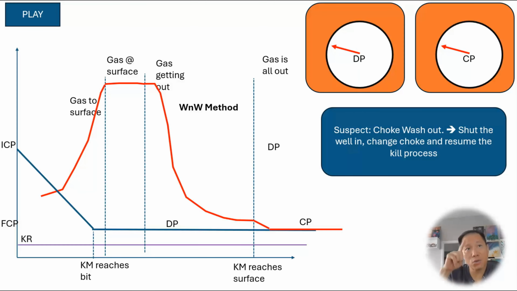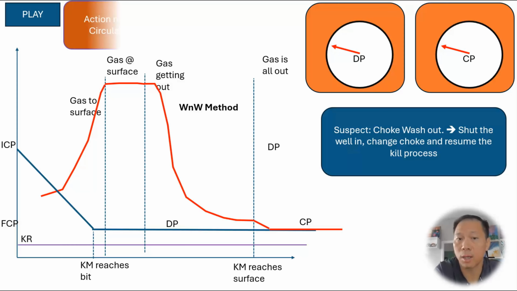So after kill mud has reached surface, now it's full of new kill mud in the well from inside to the outside. Then you will see the casing pressure gauge and drill pipe pressure gauge show similar values to each other, because there is nothing else in the well, just new kill mud. In this stage, if you see the casing pressure gauge and drill pipe pressure gauge slowly decreasing, it's definitely the choke is washing out. But now you are safe. You just close the choke, shut the well in, and flow check, and then you change the choke. You fix the choke.